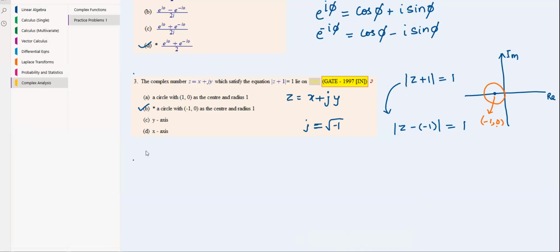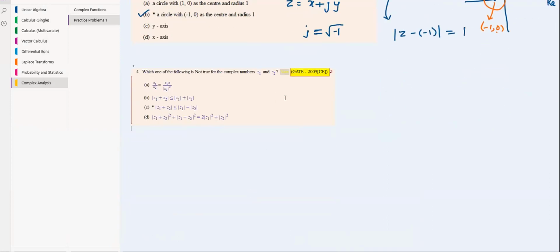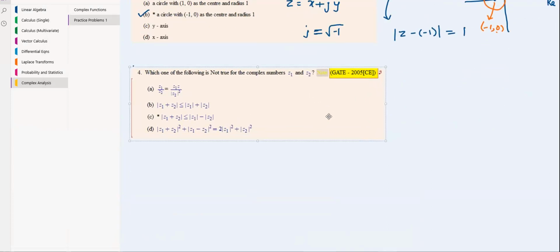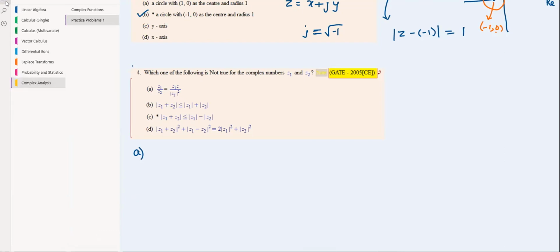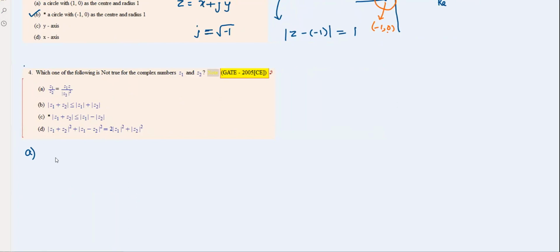All right, this one is on the properties of complex numbers. If there are two complex numbers, Z1 and Z2, what is true and what is not true? That's what we want to discuss. So let us take the first one. Each one we'll analyze. Okay, I'll do it here. Let's analyze this one.